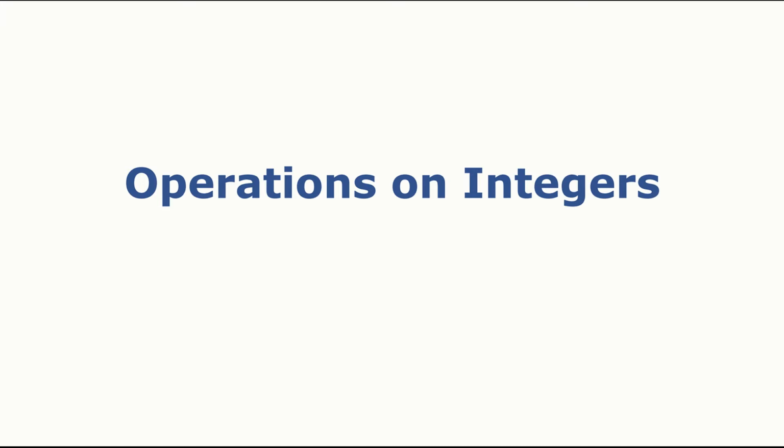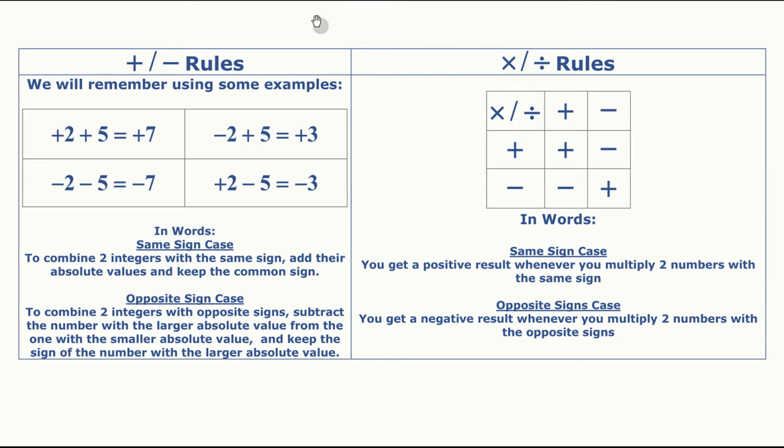We'll go ahead and start with integers. When it comes to operating on integers, there are two sets of rules that we need to learn, and once we have those in place, we can simplify arithmetic expressions of any level of complexity by applying these two sets of rules.